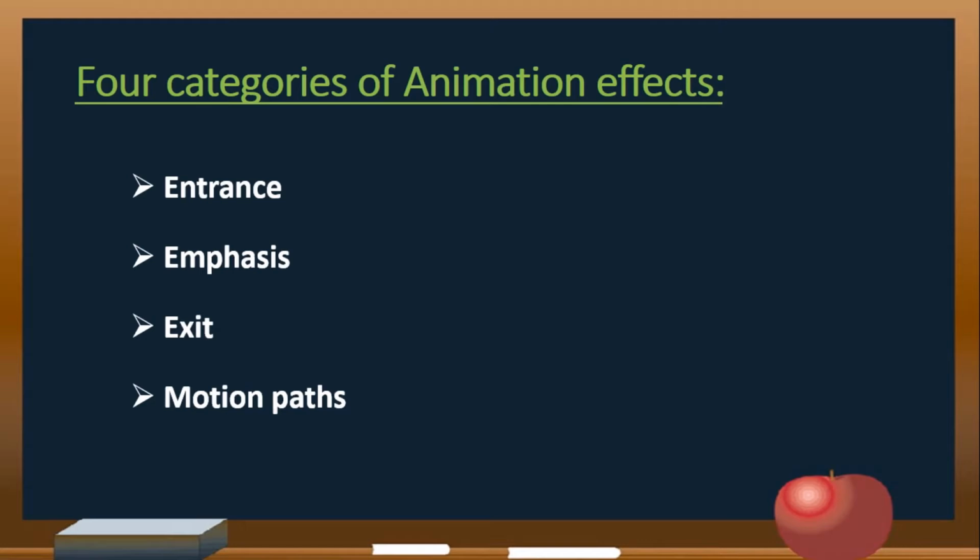The third one is exit. Now this effect, it controls the manner in which the object will exit from the slide. It can be anything, like it can be disappear effect, it can be fade, fly out, split and float out. Now just see how it goes out of the slide. Let me try it again once more. This is exit effect.